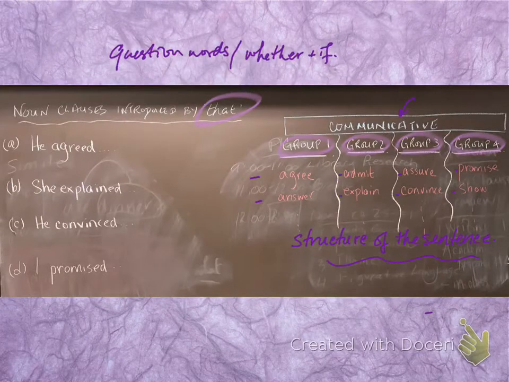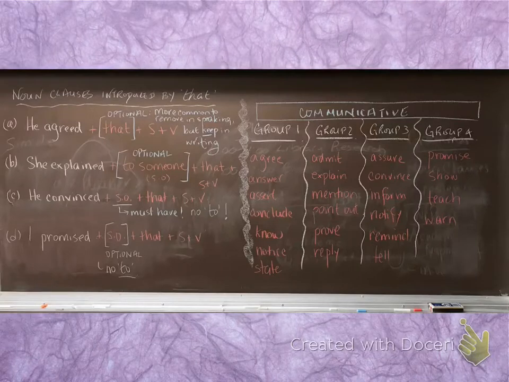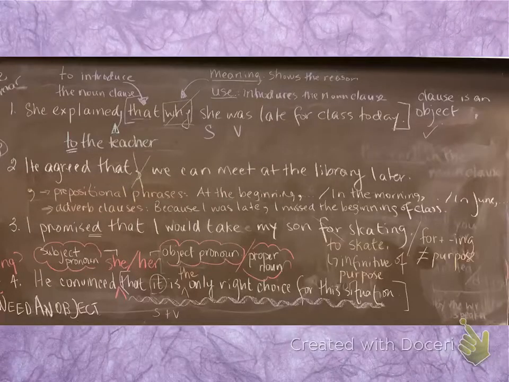So what we did in class, if you recall, or if you weren't there, is I gave you the sentence starters: he agreed, and she explained, and he convinced, and I promised. And I asked you to finish them. Here's what you came up with. My goodness, what a lot of writing on this page. Hopefully this will be all right.